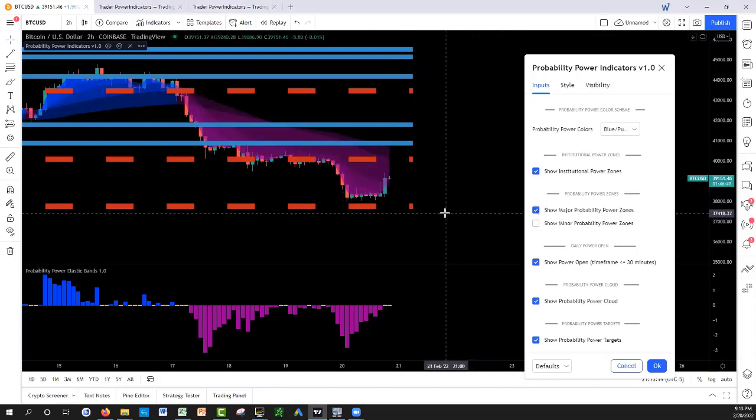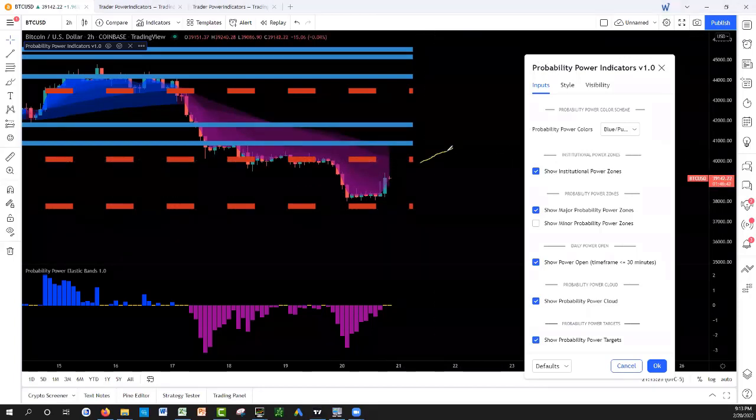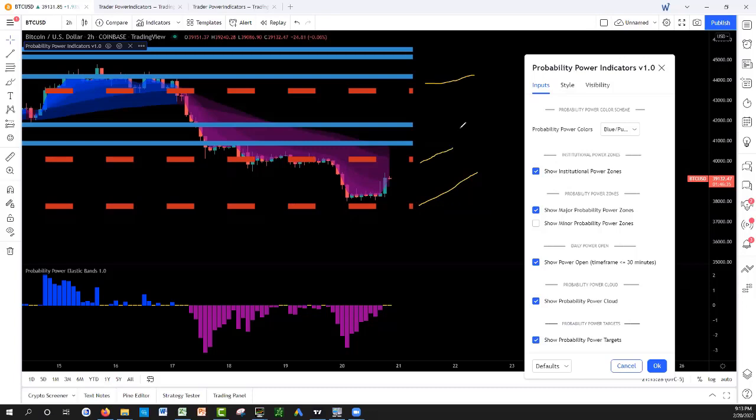So the most important or most powerful is the institutional power zones, which are the red dashes right here, and then up here. And these are the most powerful because there's a lot of institutional order flow. As you can see, there is a downtrend with this purple cloud. And then we have a support right here at this institutional zone, and we have a bounce back up.